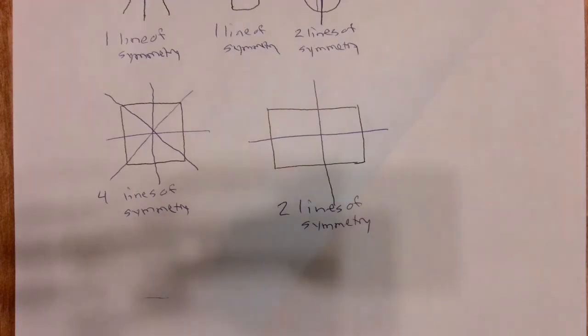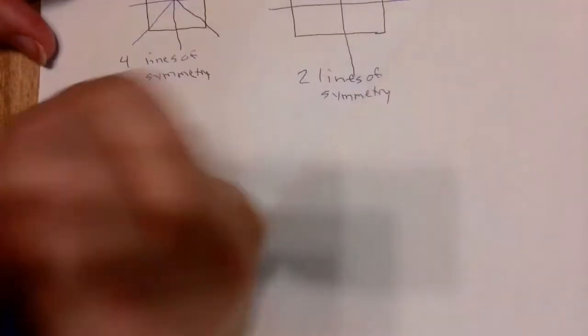All right, the next type of symmetry is called rotational symmetry.